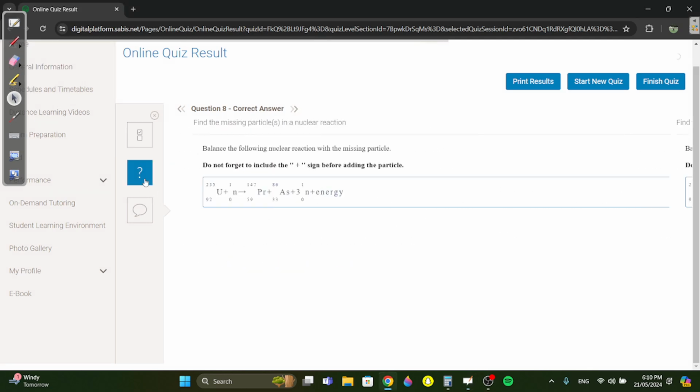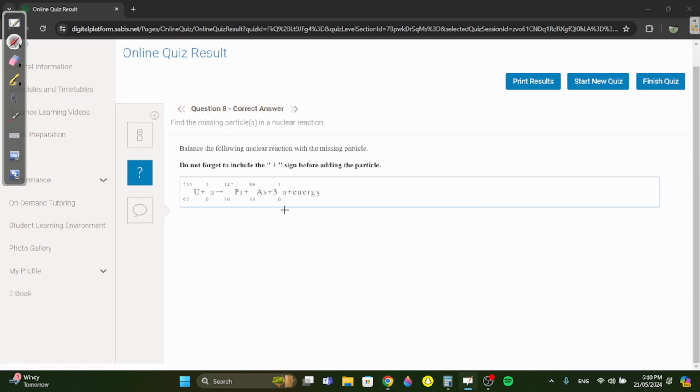Question 8. They didn't give this. They said rewrite it, so of course we have to add these up. We get 236. Add these up, you get 233. Add these up, you get 92. Add these up, you get 92.